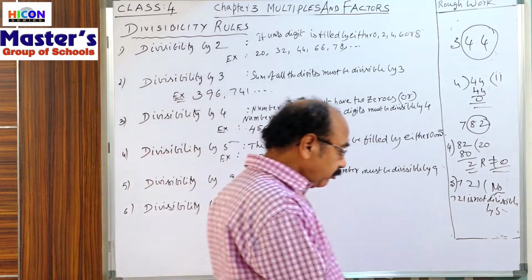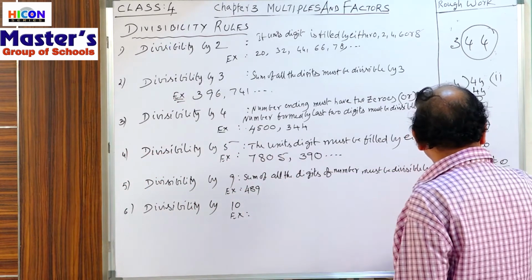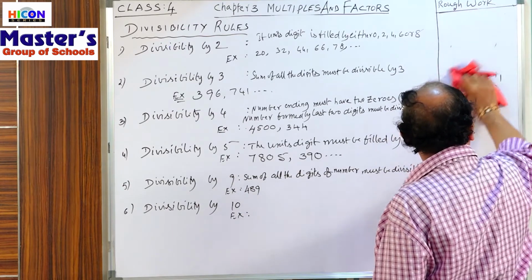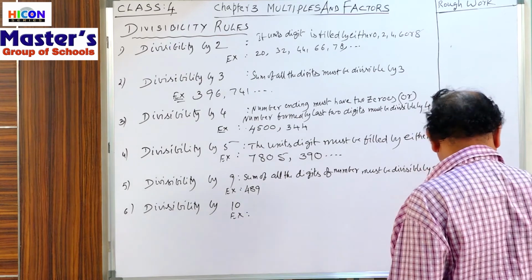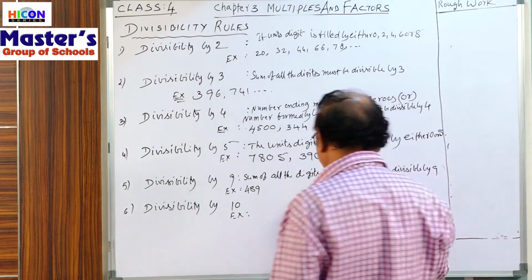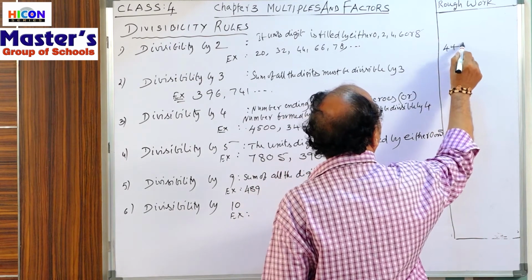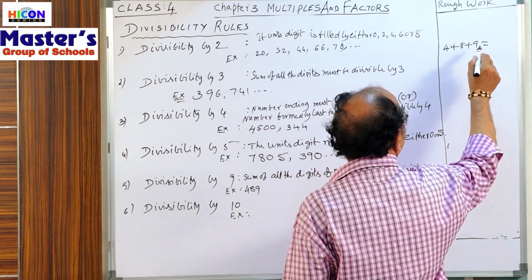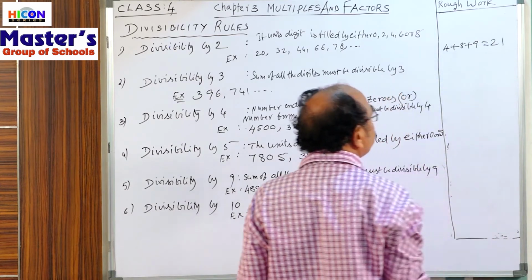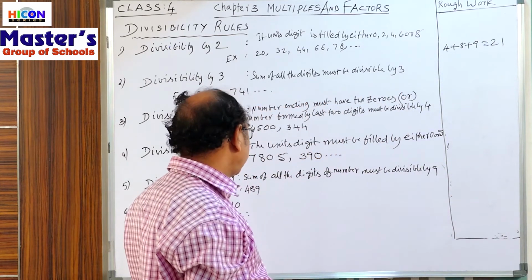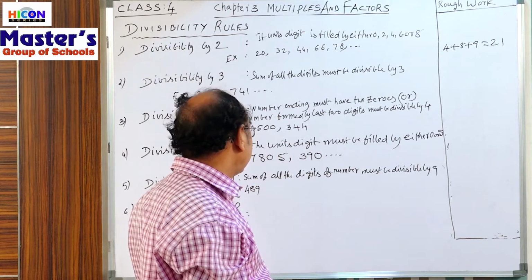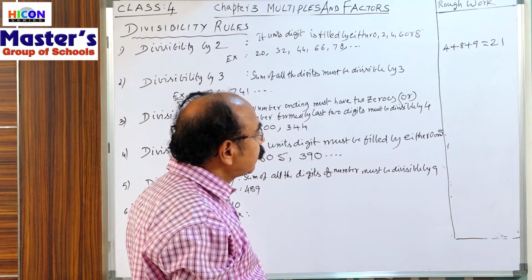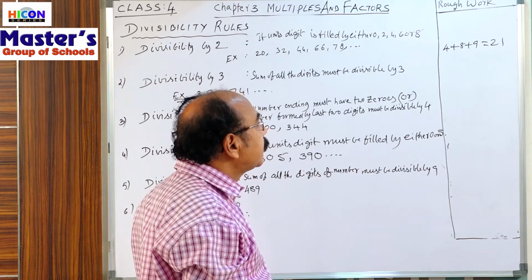According to the rule, what do we have to do? Add all the digits of the given number. Add, children, here 4 plus 8 plus 9. How much, children? 4 plus 8 is 12, 12 plus 9 is 21.